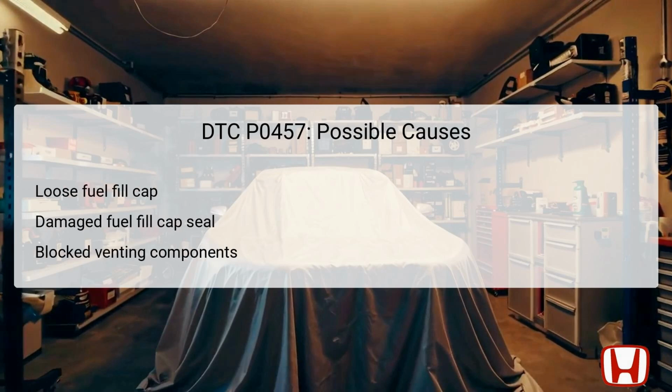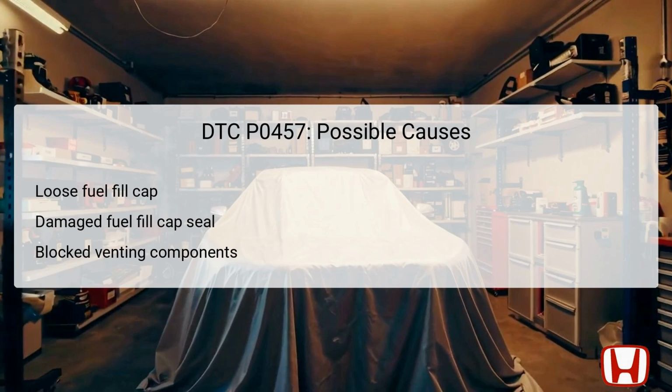There are several probable causes for the DTC P0457 arriving at your diagnostics. The first potential issue is a loose fuel fill cap. It must be properly secured to prevent any vapor leakage. Always ensure the cap is tightened correctly until you hear a click, indicating it is secure.